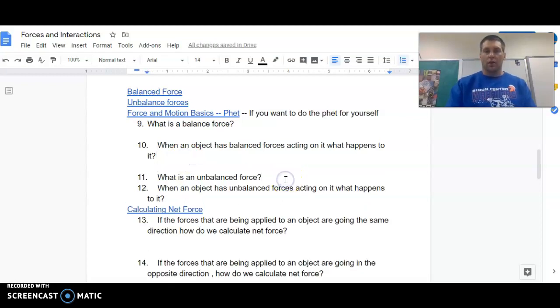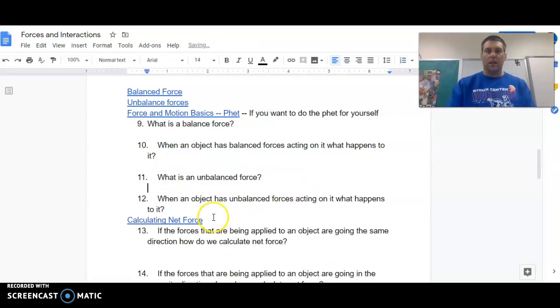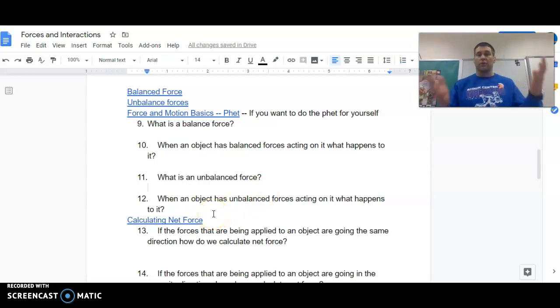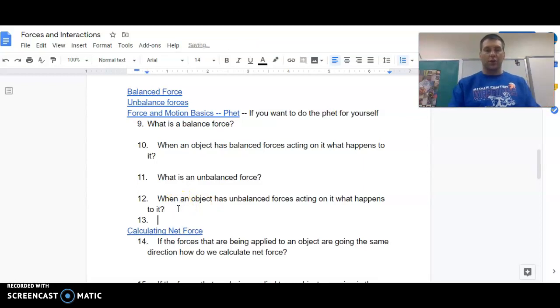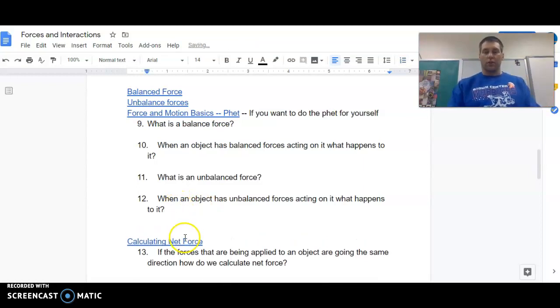Okay. What is an unbalanced force? And then when an object has unbalanced forces acting on it, what's happening to that object? Where is it going? What's it doing? So on and so forth.